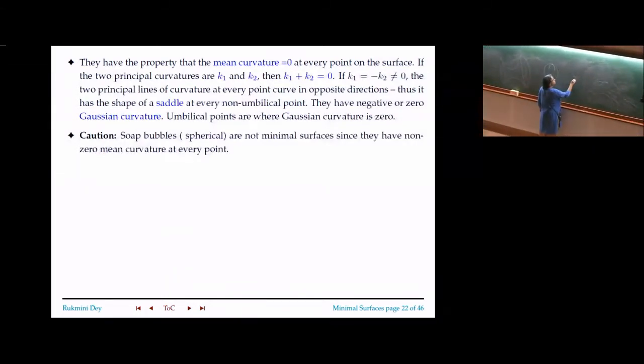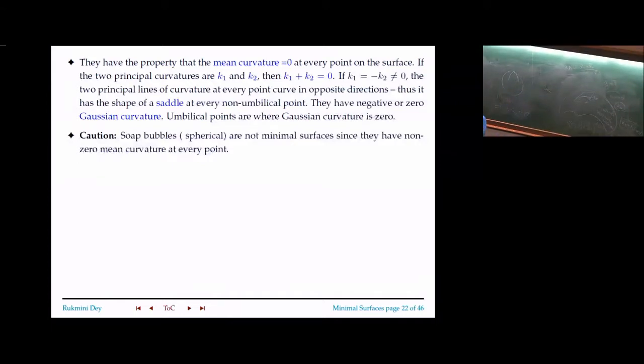at every point it's like a saddle. One of the principal curves curves like this, the other one points like that. So at every point where K1 and K2 are not 0, it's a saddle. And umbilical points are where the Gaussian curvature is 0. But you have to be a little cautious.